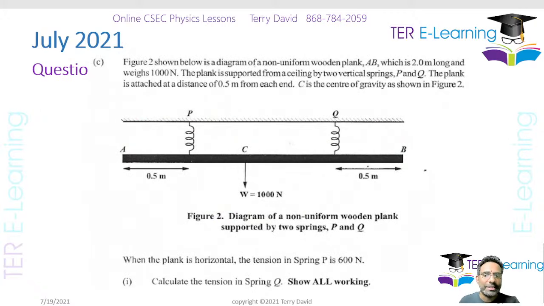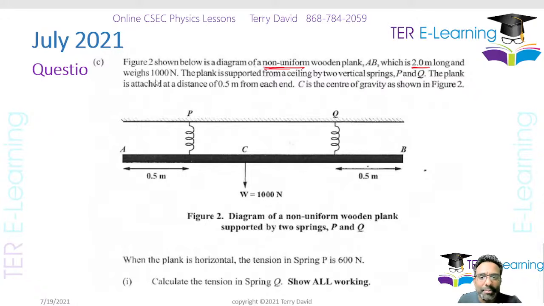Let's see. I didn't work this question as yet, so let me just read it through properly. In the figure shown below, a diagram of a non-uniform plank. You need to pay attention to this word. Non-uniform means that the weight of this plank is not at the center of the plank. That's what it means when you see the word non-uniform. So we have a plank AB, and the length of the plank is 2 meters long.